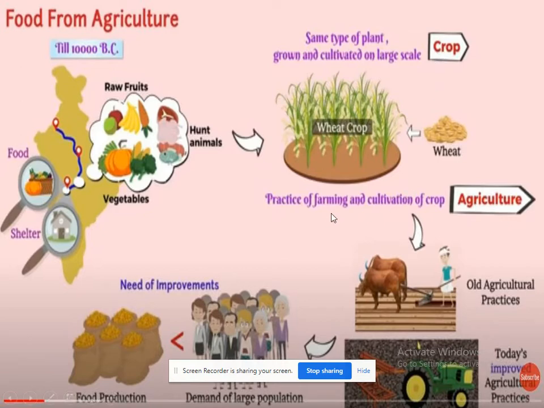Next, the practice of farming and cultivation of crops is called agriculture. Here, for agriculture, people used some practices, that may be modern practices or traditional practices, or we can say the old agricultural practices. All these we are going to study in detail in the next slide.